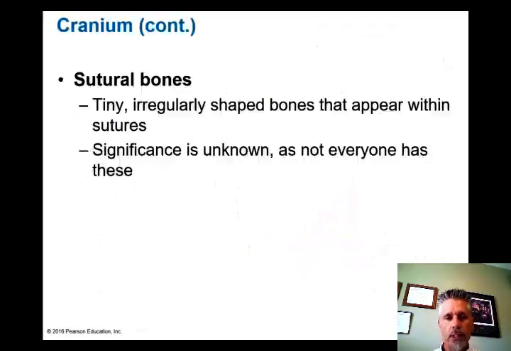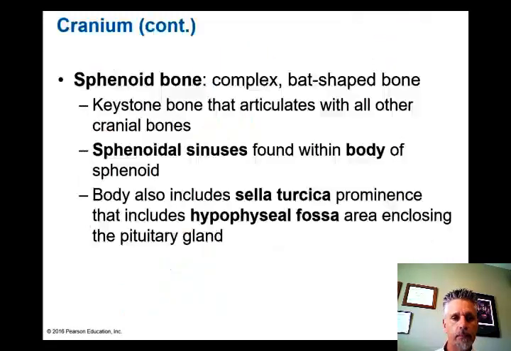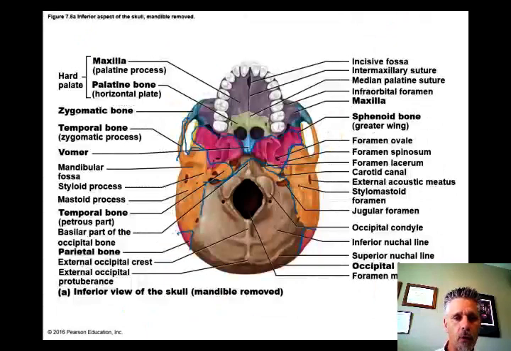You'll also see, let's get that inferior view again, that there's a massive hole in that occipital bone. So this is so big, we call this one the foramen, because it's a hole, foramen magnum. And what goes through there?